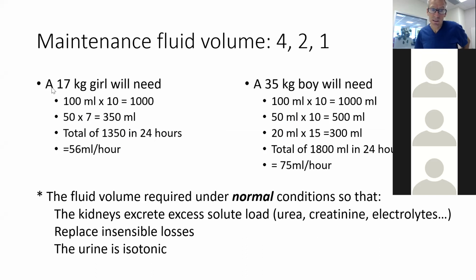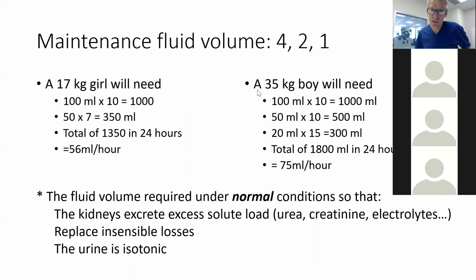A 17 kilogram child will need, well, with the 150-20 rule, 100 mils for the first 10 kilos, so that's 1,000 mils, and then 50 mils for the next 7 kilos, so 350 mils. So that's a total of 1,350 mils in 24 hours, or according to the 4-2-1 rule, 56 mils per hour, okay?